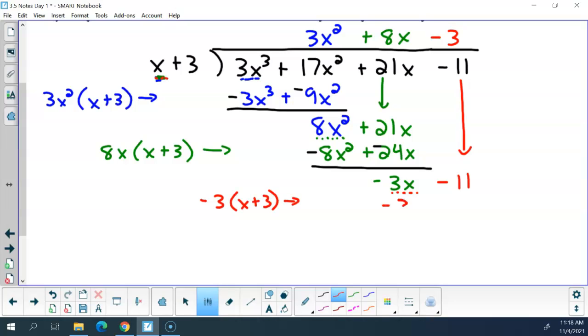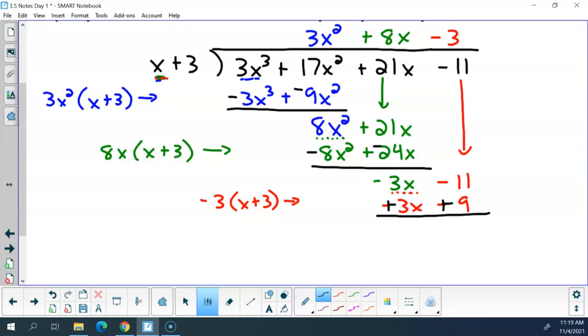So that would be negative 3x minus 9. What do I do? Subtract them, so do I change the signs? Always changing the signs, no matter what. If you're subtracting, you're changing signs. What's left over?